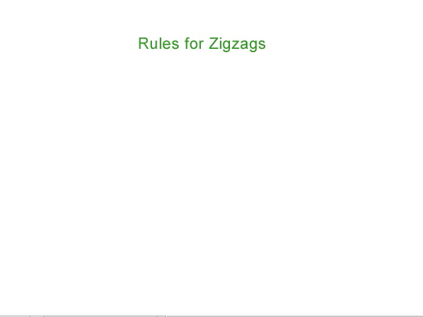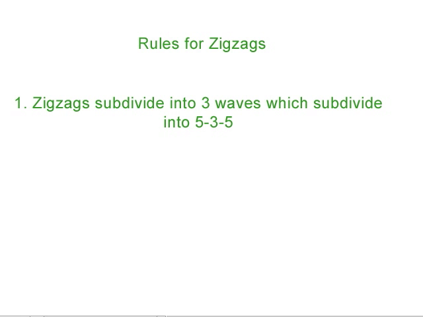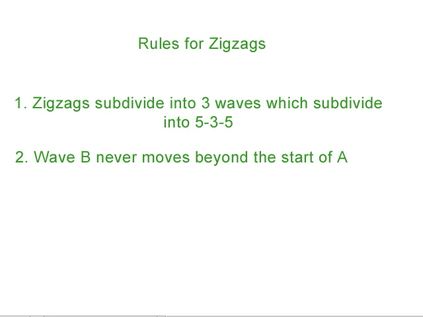So, having a look at the rules for those three: zigzags and flats. First up, rules for zigzags. Zigzags subdivide into three waves, which subdivide into 5, 3, 5. Wave B never moves beyond the start of A for a zigzag.